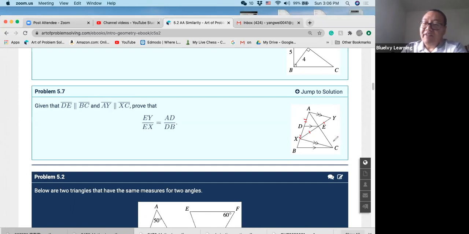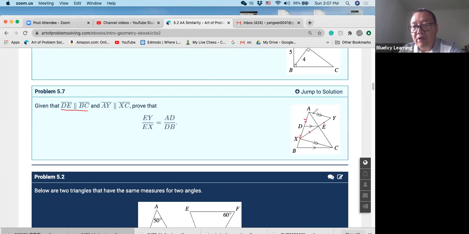Okay, so definitely this one, you need to use similar triangles to prove that. Let's say DE is parallel with BC. We can get triangle ADE similar with triangle ABC, right? Then you can get the ratio DE over BC equals AD over AB, also equals AE over AC.